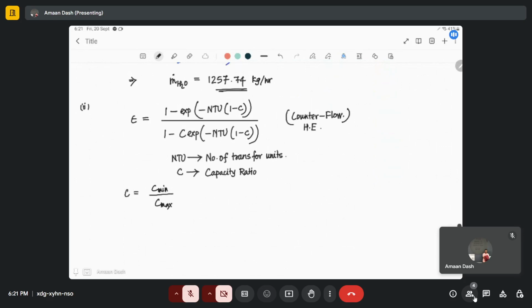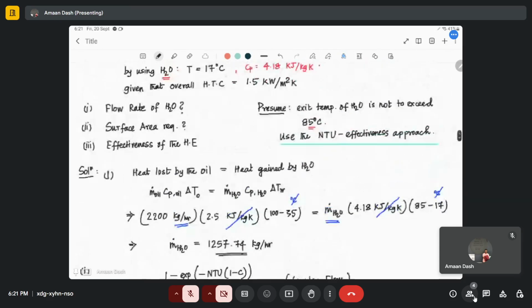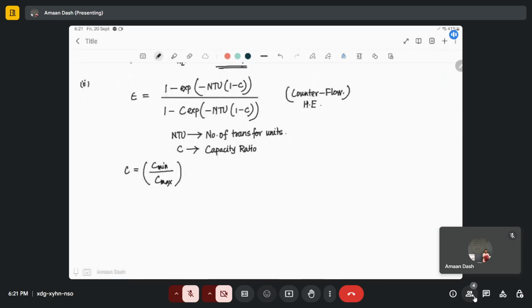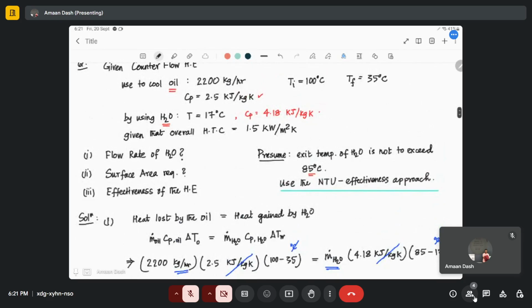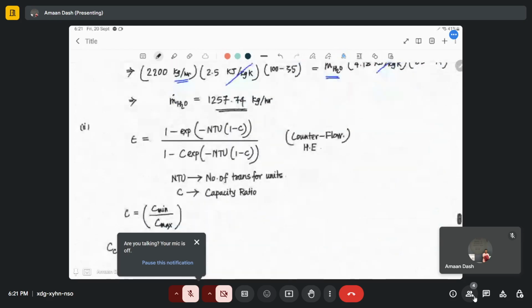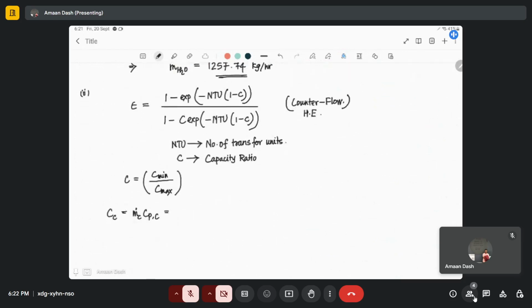So let's see. For calculating this C minimum and C maximum, we have to multiply the specific heat capacity with the mass flow rate, and then we can obtain which is the minimum and which is the maximum. So let me write this. C for the cooler side, that is for water, is m dot of C times CpC. So m dot of C is nothing but 1257.74.